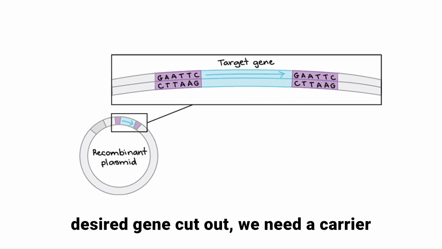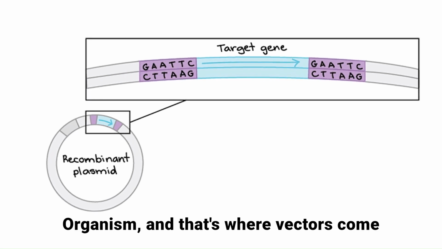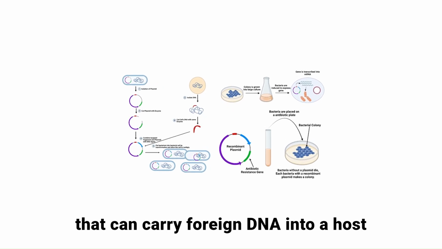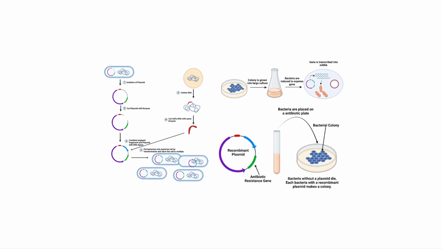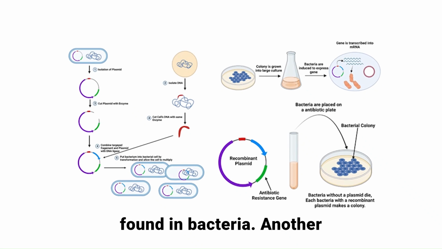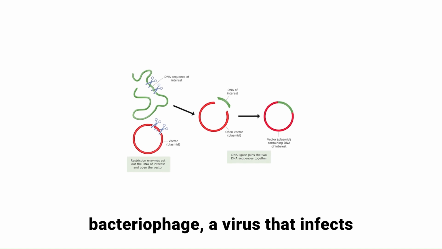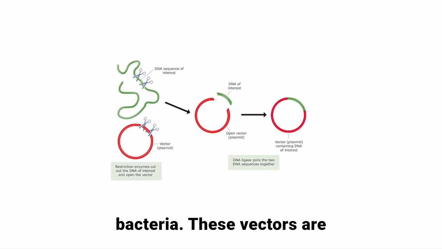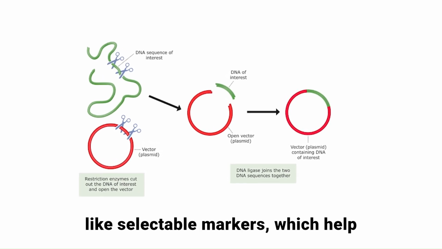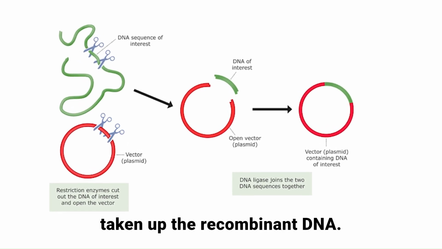Once we have the desired gene cut out, we need a carrier to transfer this gene into the host organism, and that's where vectors come in. Vectors are DNA molecules that can carry foreign DNA into a host cell and ensure it gets replicated. The most common vectors are plasmids, which are small, circular DNA molecules found in bacteria. Another important type of vector is the bacteriophage, a virus that infects bacteria. These vectors are engineered to carry the gene of interest, and they often contain special features like selectable markers, which help identify cells that have successfully taken up the recombinant DNA.